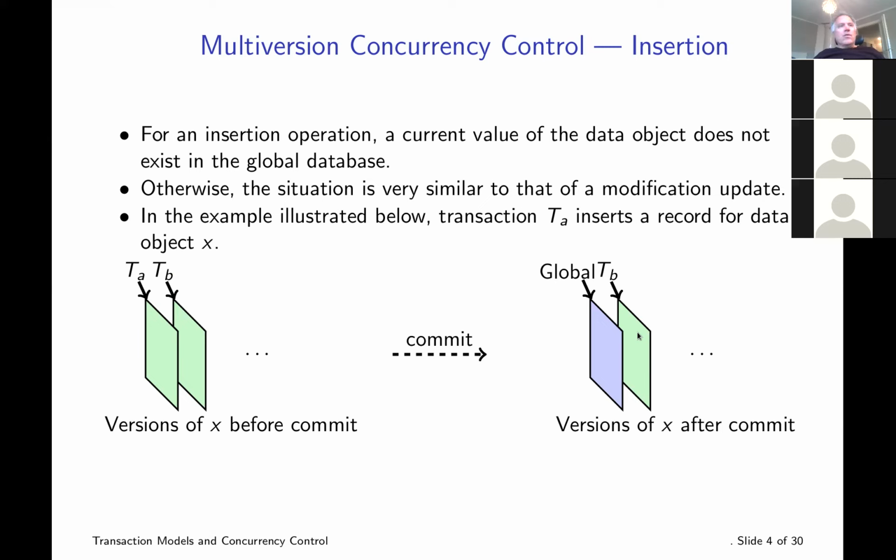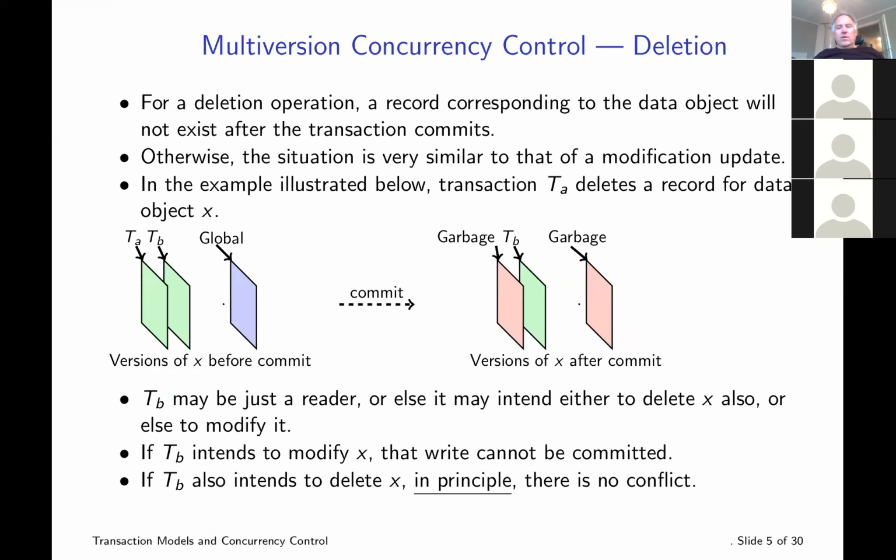So this is an example of two transactions creating the same kind of thing, maybe with the same primary key or something, and then the second transaction is going to have a problem once it tries to commit.